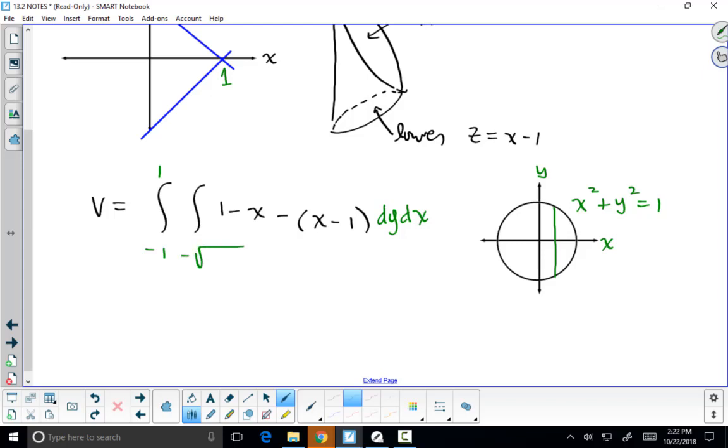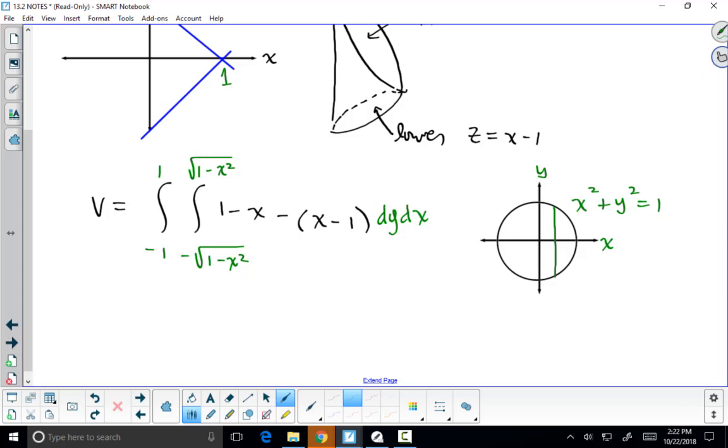Negative root. That's 1 minus x squared. So that's the lower semicircle. And then the upper semicircle, 1 minus x squared, square rooted with positive. So that's our setup. But aren't your x's going to cancel?